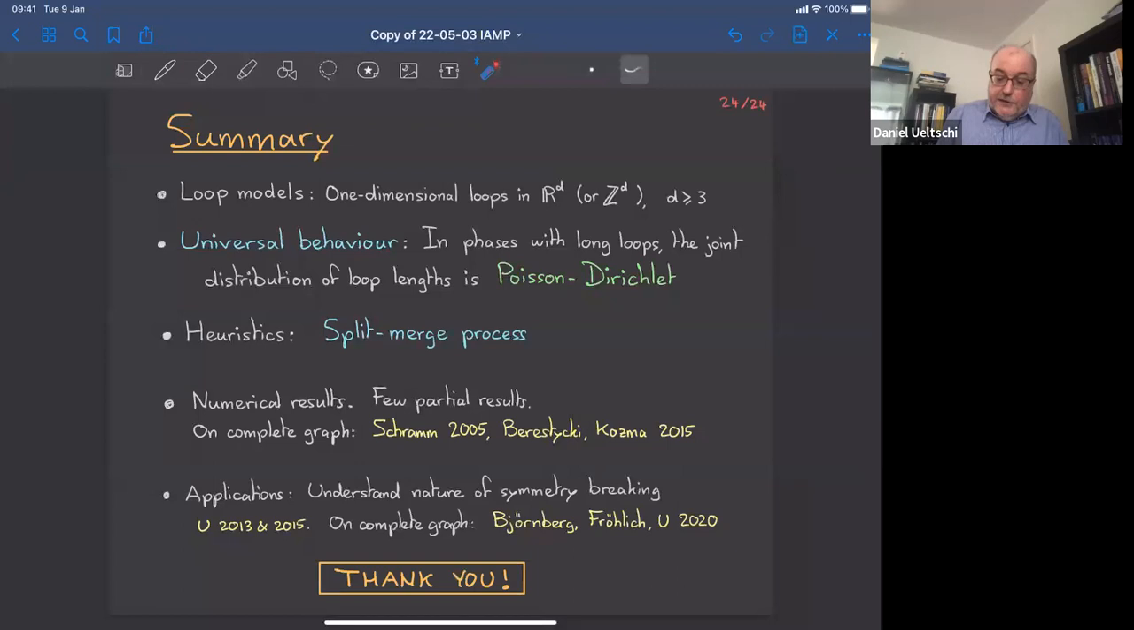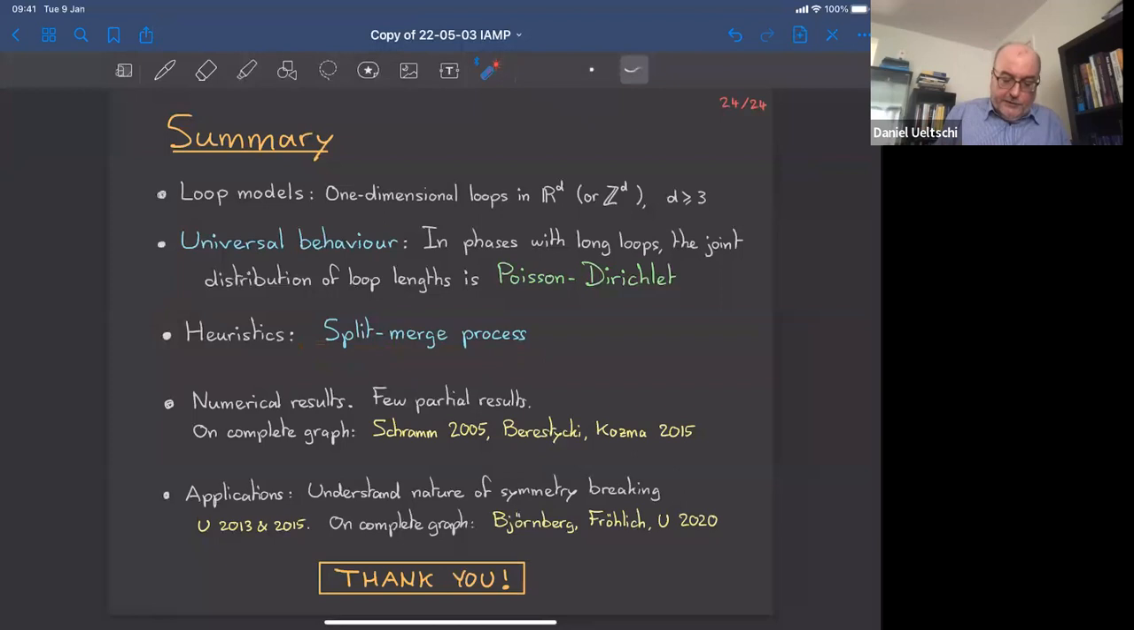In phases with long loops, the joint distribution of loop lengths is always a Poisson-Dirichlet, with the correct parameter. The heuristics is based on the split-merge process. And this heuristics is very important because first it explains Poisson-Dirichlet, and second, Poisson-Dirichlet depends on a parameter. And it is thanks to the heuristics that one can identify the correct parameter. I did not explain this too much in this talk, but we had Poisson-Dirichlet parameter 2 somewhere, Poisson-Dirichlet parameter 3.5, and it was really found thanks to a heuristics involving this.